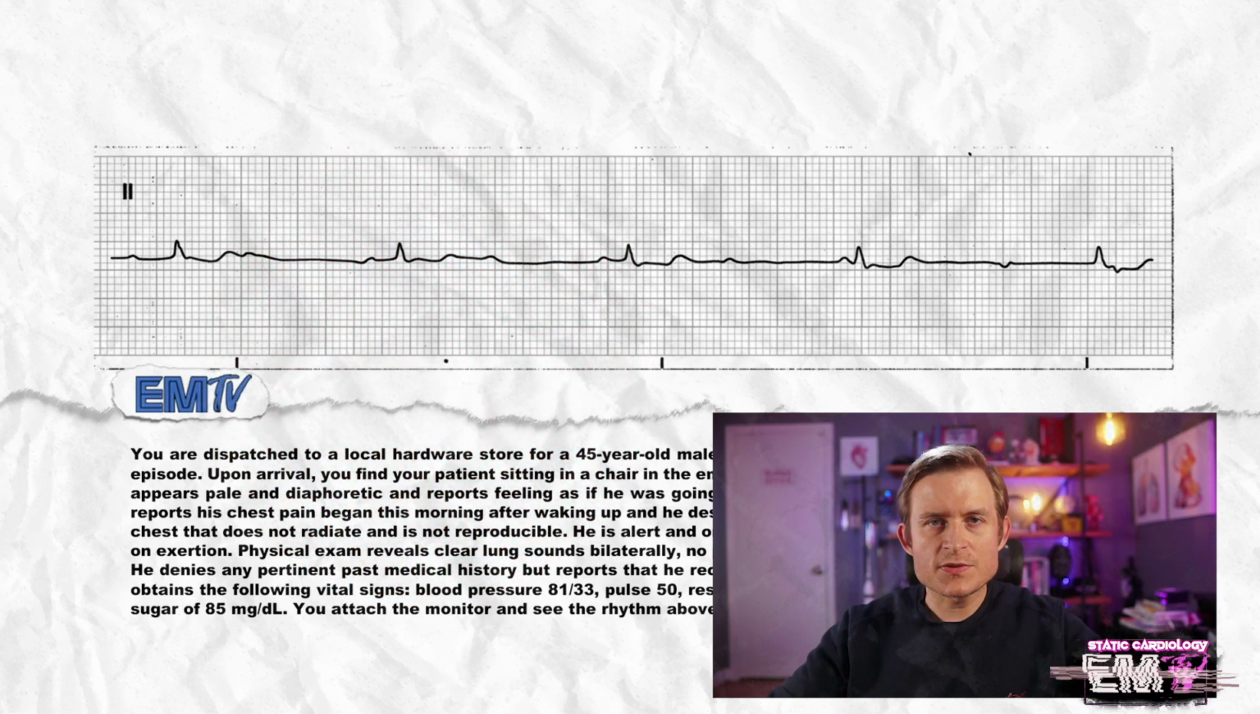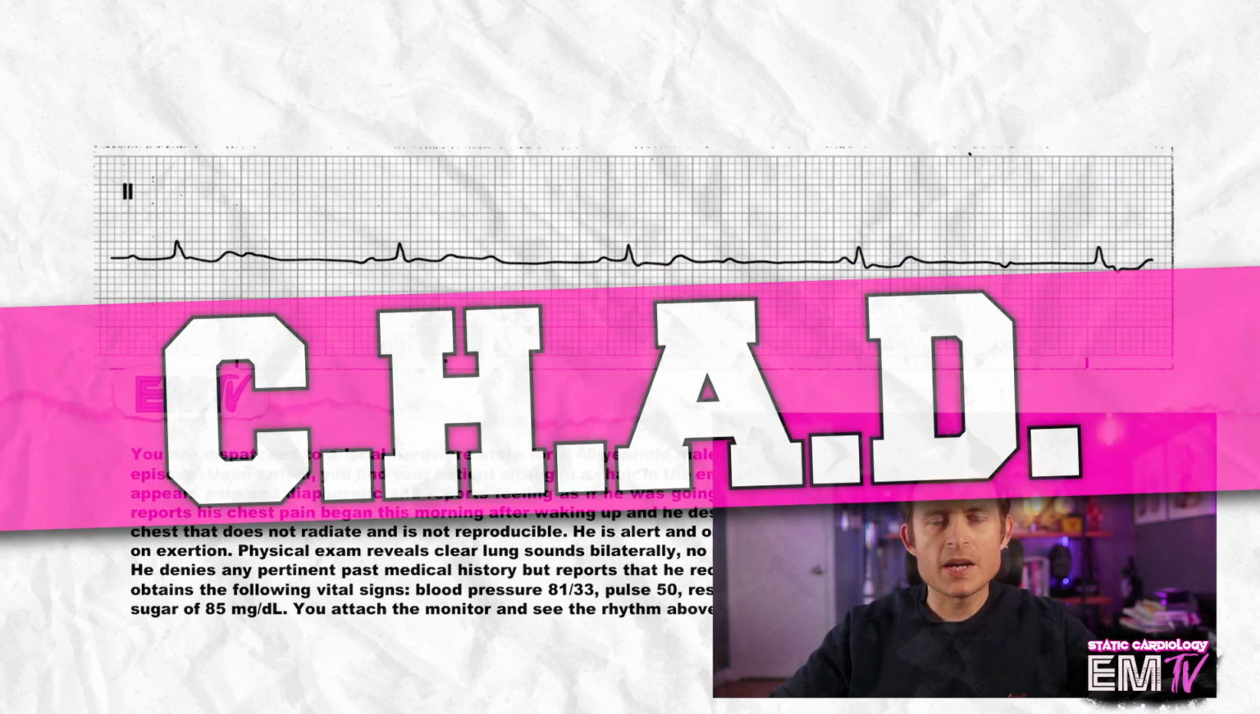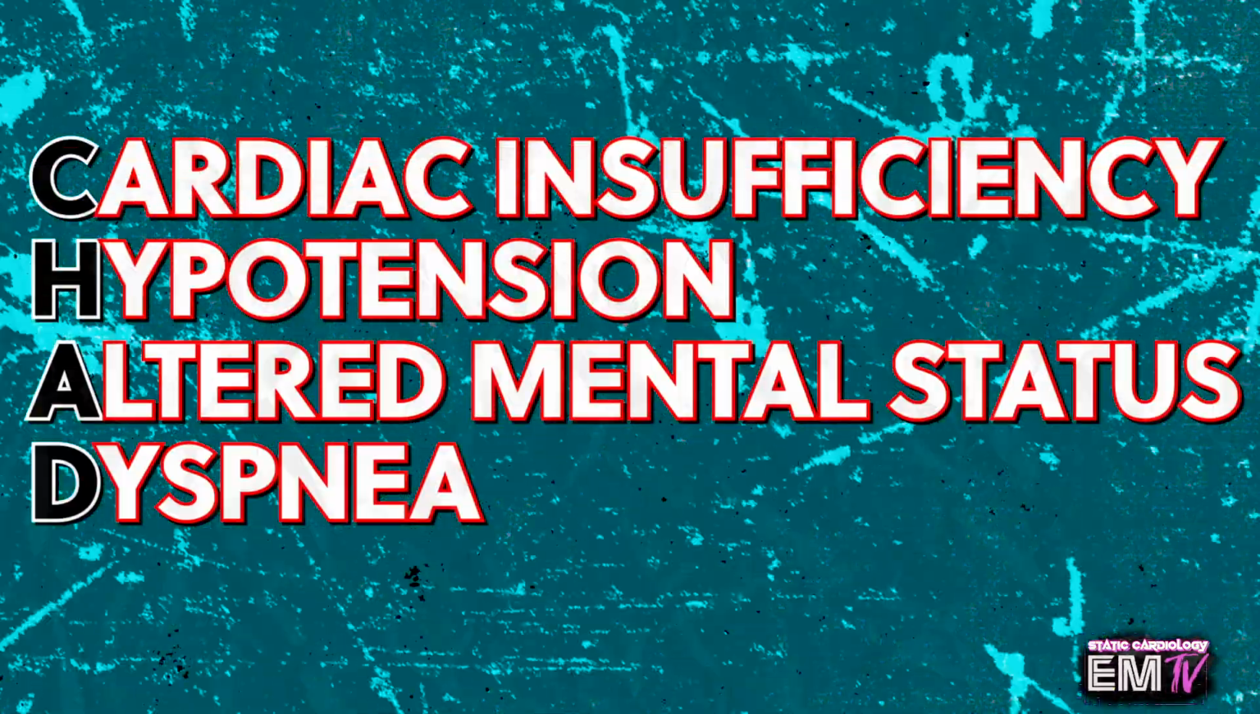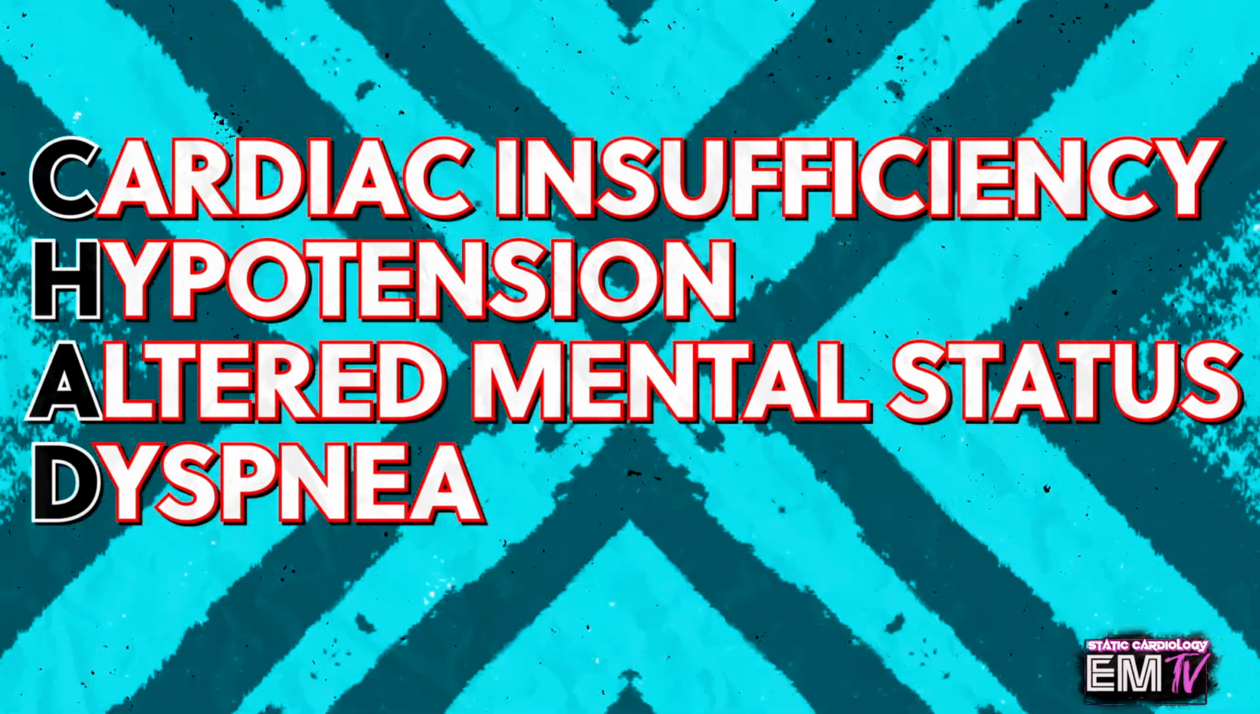In order to be successful in static cardiology, not only must you diagnose the rhythm correctly, but you must provide appropriate treatment. So determining whether or not this patient is stable or unstable is paramount if you want to deliver the correct treatment algorithm. For instability criteria, I use the acronym CHAD, and this of course stands for cardiac insufficiency, hypotension, alteration in mental status, and dyspnea.